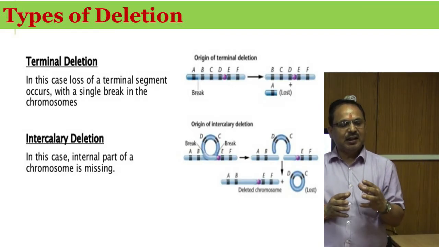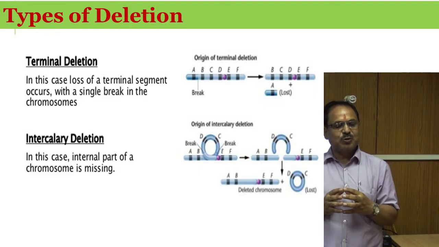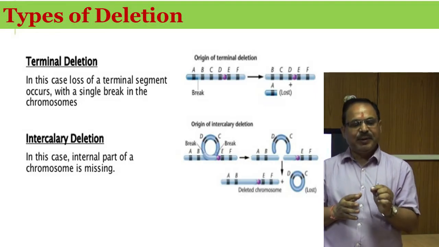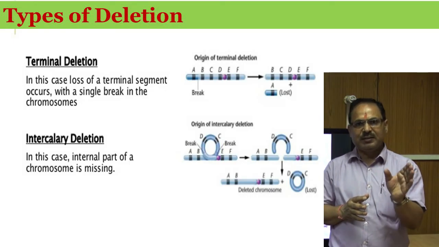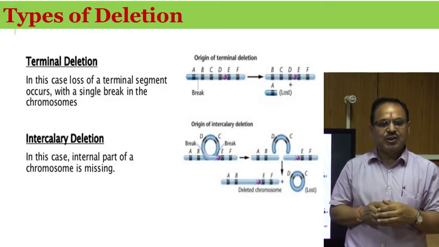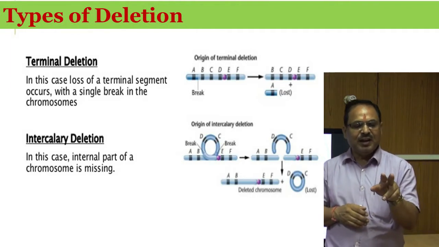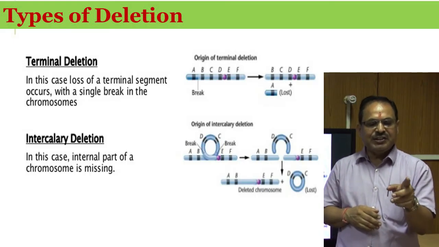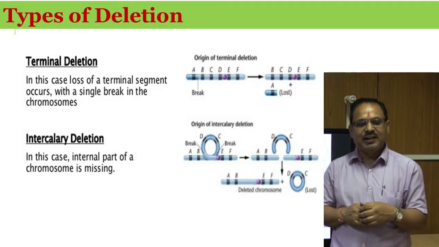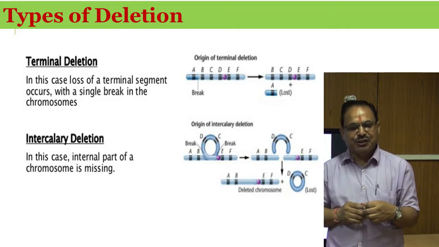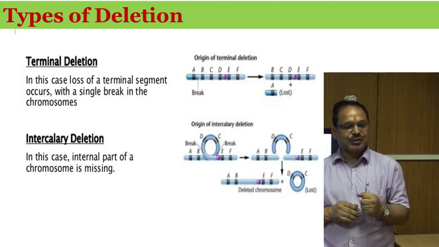In this case, the terminal segment is lost from the normal chromosome, and here a single break is required. A single break in the chromosome takes place, and the segment of that chromosome is lost. We can see here the origin of terminal deletions in these photographs: the break takes place in between the A and B genes, and then the A gene is lost from the normal chromosome, so the resulting chromosome contains only the B, C, D, E and F genes, whereas the segment carrying the A gene is lost.